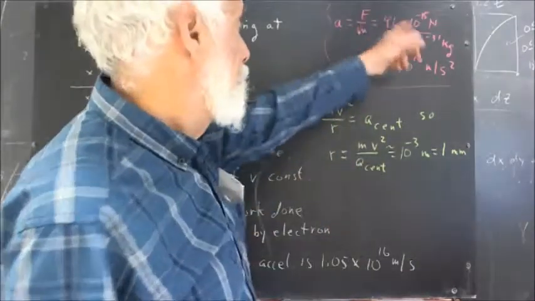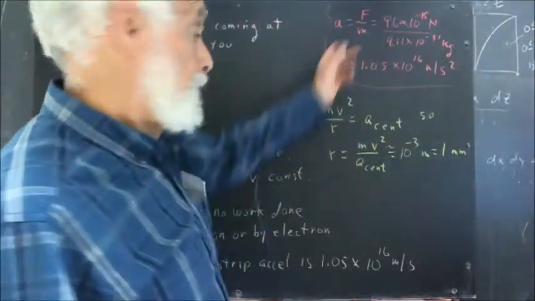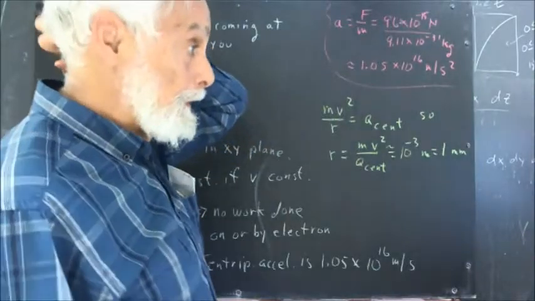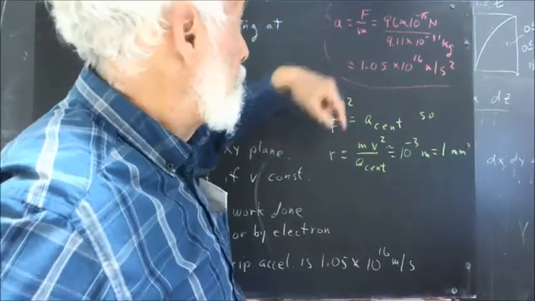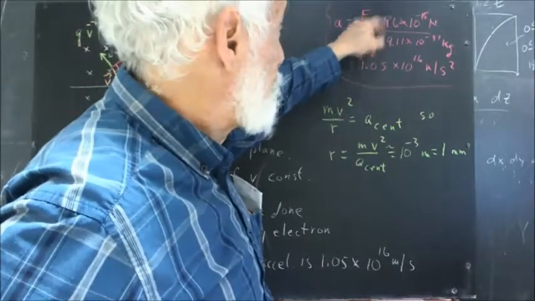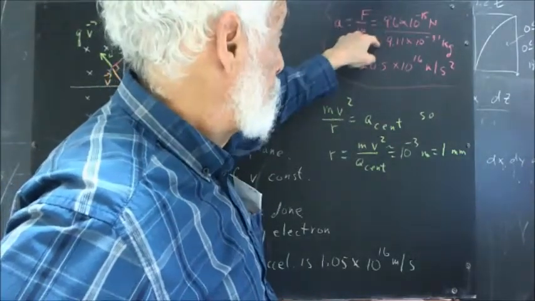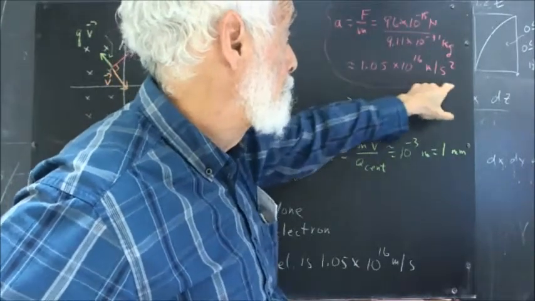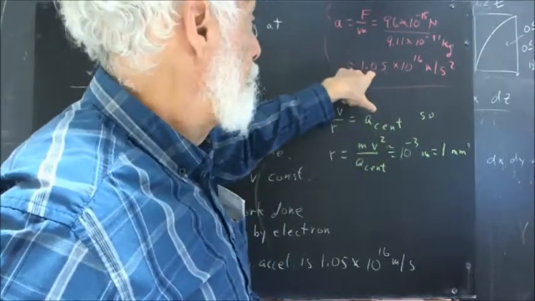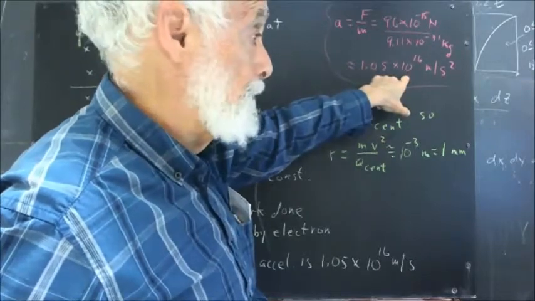Okay, we quickly calculate the acceleration of the charge, which was the last question on the first problem. The acceleration is force divided by mass. We're given the mass, and we found the force. When we divide newtons by kilograms, that gives us meters per second squared, and we come out with 1.05 times 10 to the 16th.